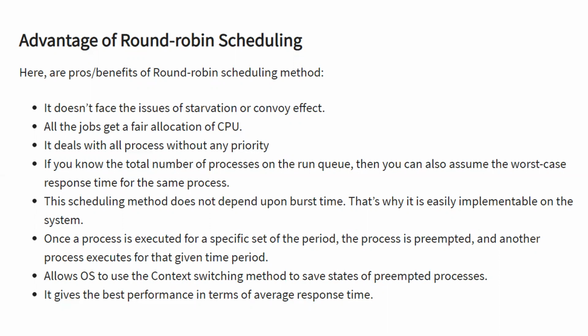So if you know the total number of processes on the run queue, then you can also assume the worst case response time for the same process. And this scheduling method does not depend upon burst time. That's why it is easily implementable on the system. Once a process is executed for a specific period, the process is preempted and another process executes for that given time period. It allows the OS to use the context switching method to save states for the preempted process. And it gives the best performance in terms of average response times.